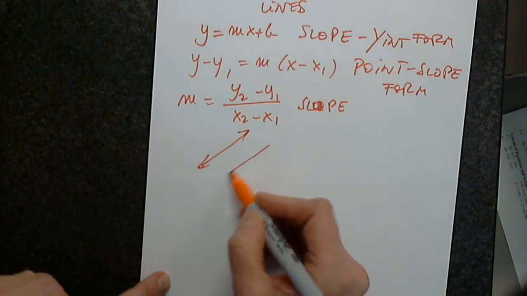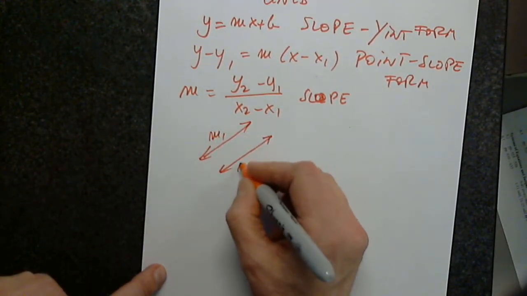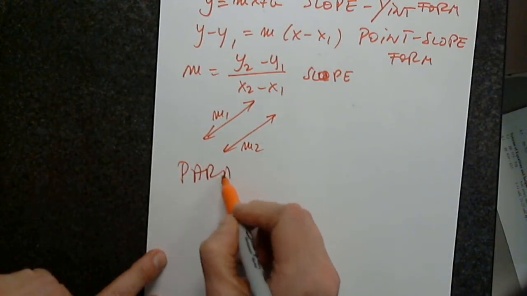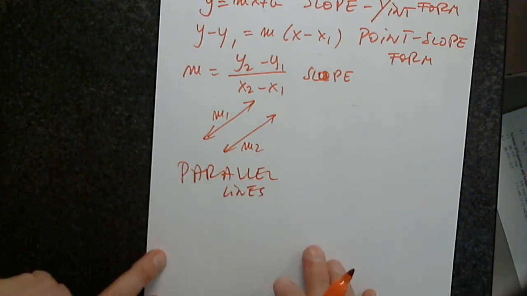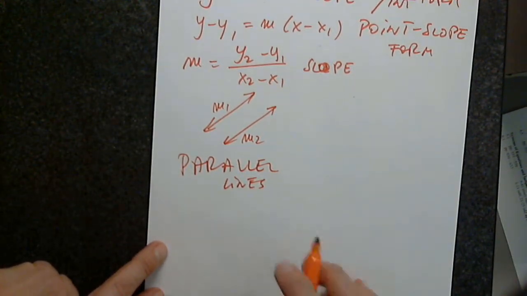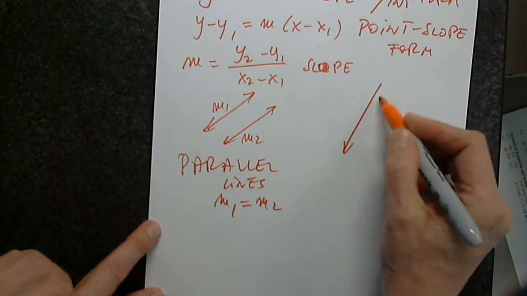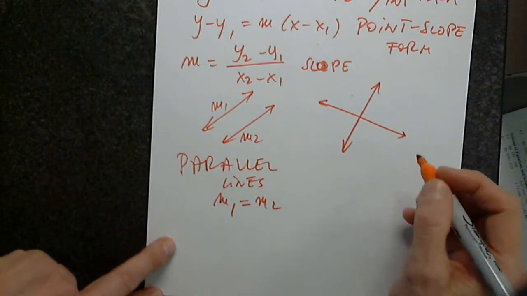Now, two parallel lines. The slope of the first one is m1, the slope of the second one is m2. What is the relationship between the slopes for parallel lines? They're the same. Very good. m1 equals m2. What if they are perpendicular lines? The opposite reciprocal. Negative. Very good.